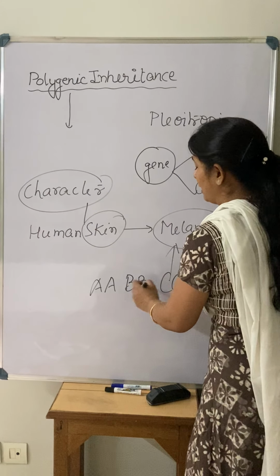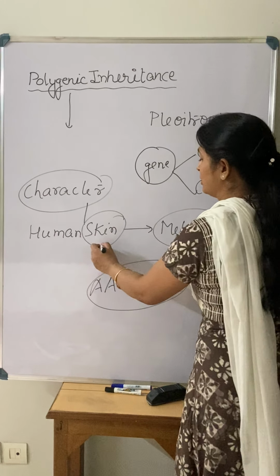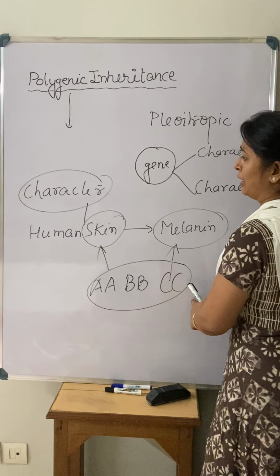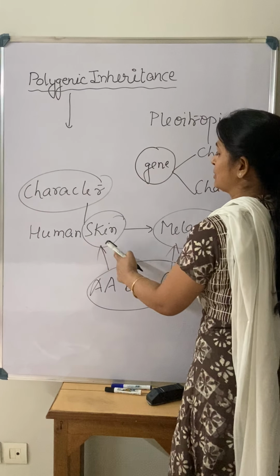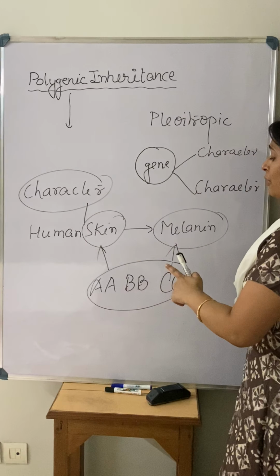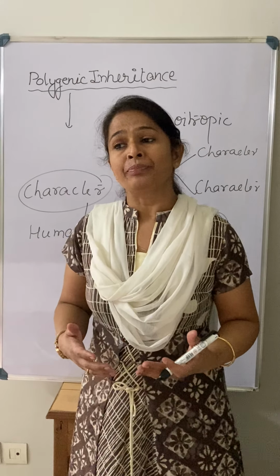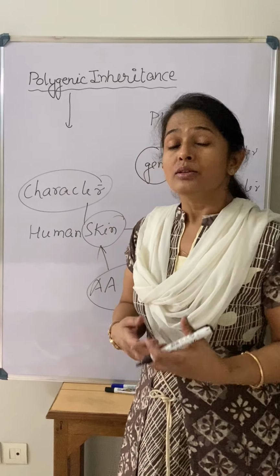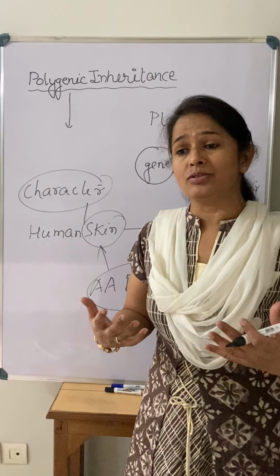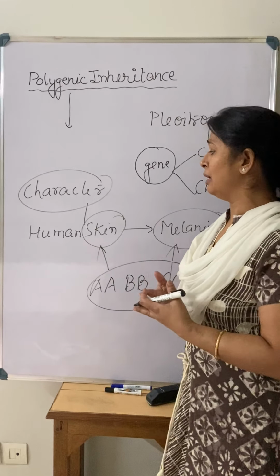So here you can see there are three pairs of alleles that control human skin color. So more than two pairs of alleles control a single character. That's why we call it polygenic inheritance. Along with that, you have seen there is variation in the texture and color of the skin. Some people have dark skin, some have whitish skin. So there is a number of variations in skin color, right?